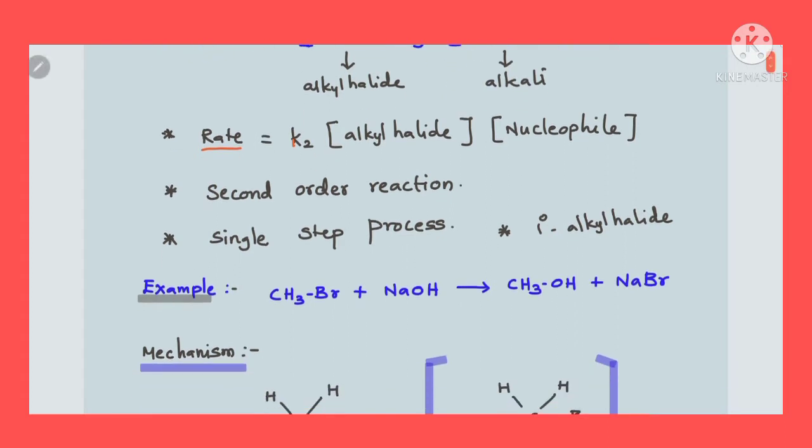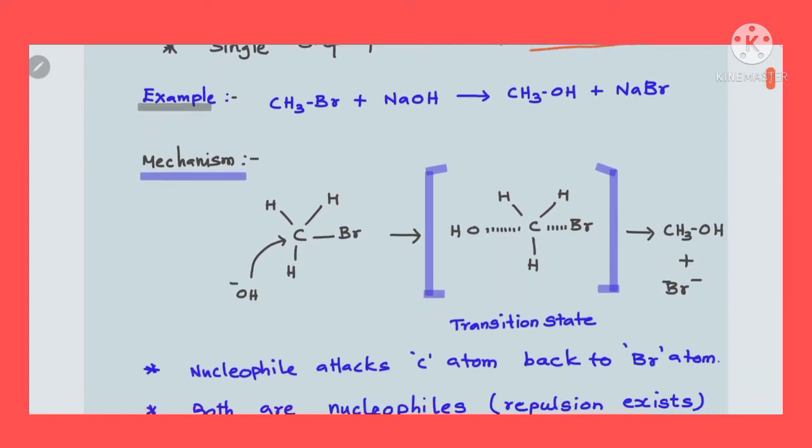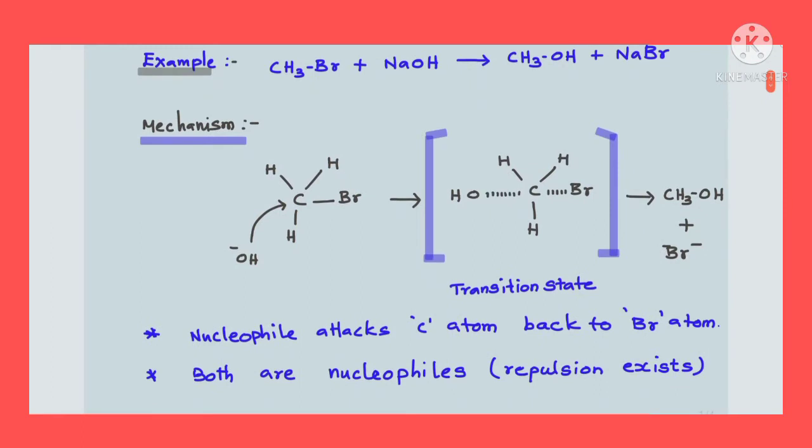Now I am going to discuss the mechanism with reference to a primary alkyl halide. Right, so this was the reaction: CH3Br, which is nothing but methyl bromide, on reaction with sodium hydroxide gives methyl alcohol. The product formed here is nothing but methyl alcohol or methanol with byproduct sodium bromide.